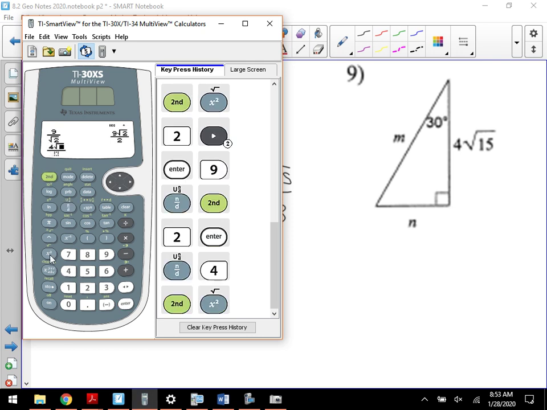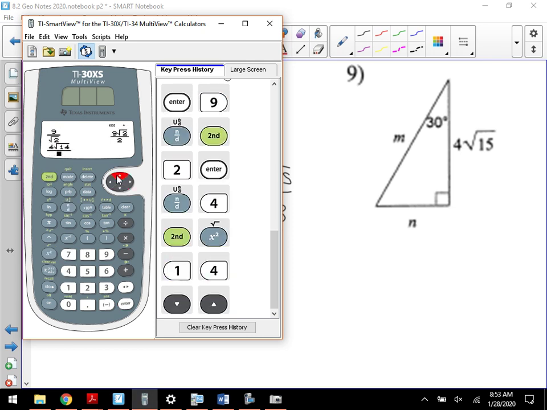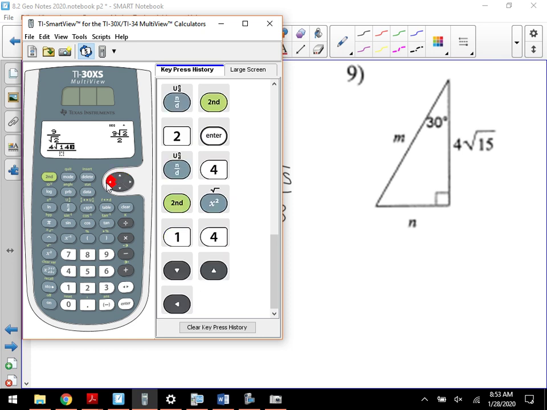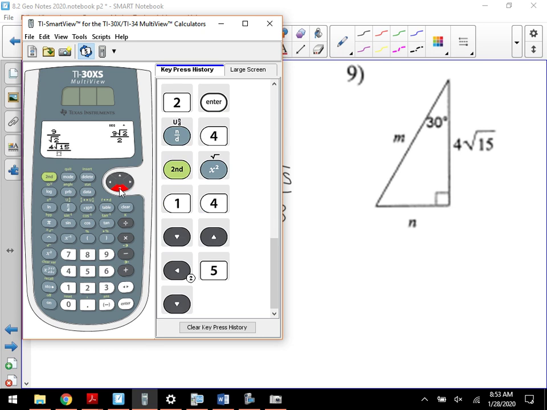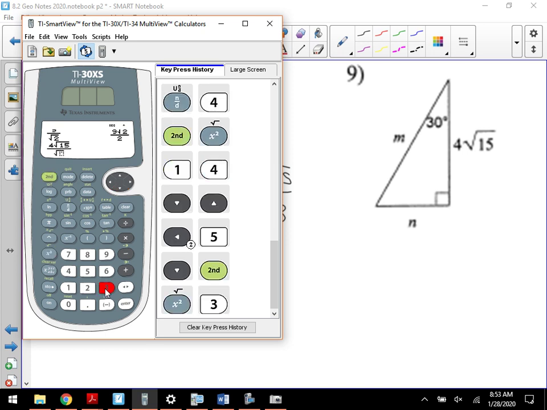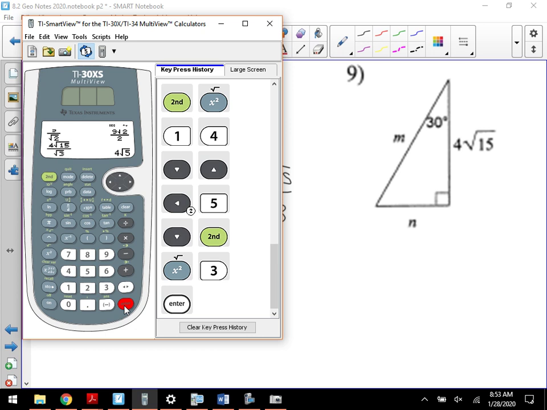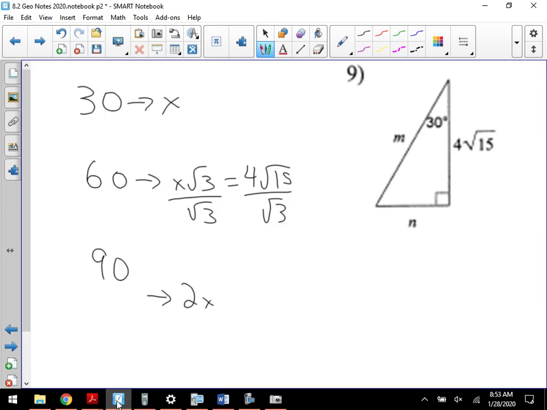4 root 15 over, oops, sorry, I hit 14 by mistake. Oh, that would have been a good example of, remember I tell you guys to write out what you're doing in the calculator before you do it? I accidentally hit 14, but I was doing what I wrote down. And I get a value of x that's 4 root 5. Okay. So my common multiplier for everything, this value of x, is 4 root 5.